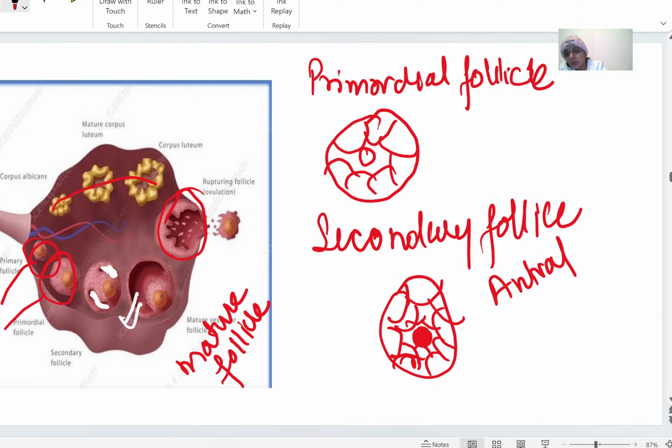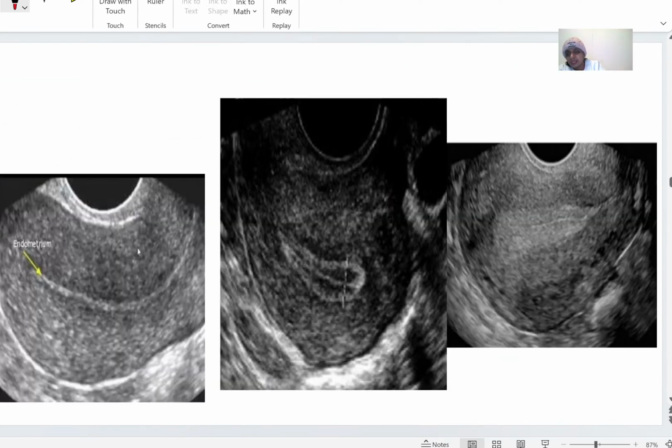And what are these yellow colored structures? Yes, can you write down? Corpus luteum. Corpus luteum. Okay.